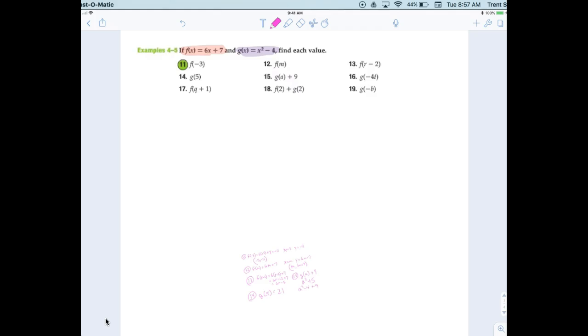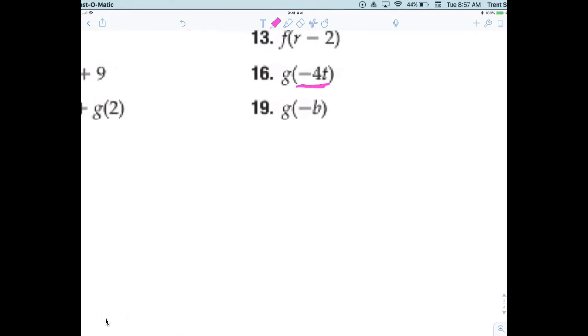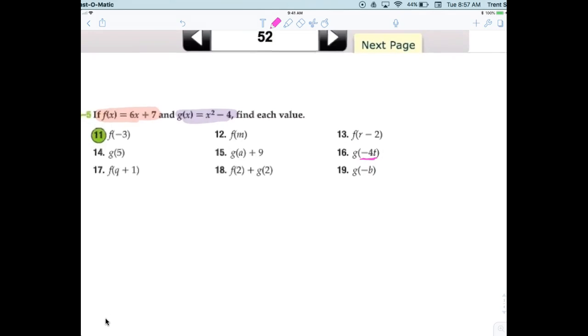Oh, I get it now! You guys are killing me. All right, here. What does 16 mean? Plug negative 4t in for x. Now, this is embarrassing. All right. So, equals, parentheses, negative 4t squared minus 4. What is the problem? What is negative 4 squared? 16. Not 8. Not negative 6. It is 16.